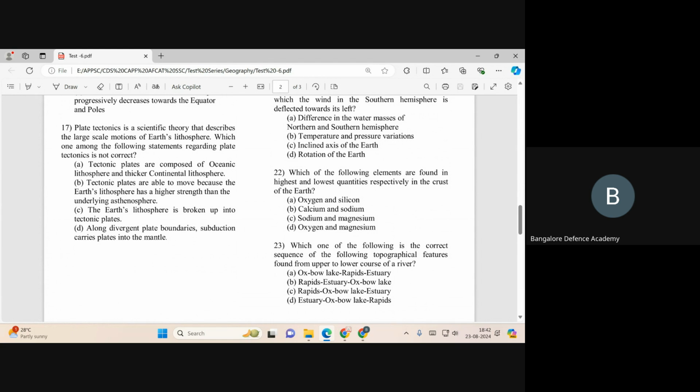The Earth's lithosphere is broken up into tectonic plates. Yes or no? Yes. All the tectonic plates are the breaking of the Earth's lithosphere only. All divergent plate boundaries, subduction take place in the mantle. Is it true or false? Then where will it happen? Lithosphere. It is not the mantle. Divergent is the lithosphere only breaking. Subduction is also the lithosphere only happening. So everything is happening on the lithosphere. The asthenosphere is just there to let the lithosphere float on it and create a source of magma. So option D is the answer.